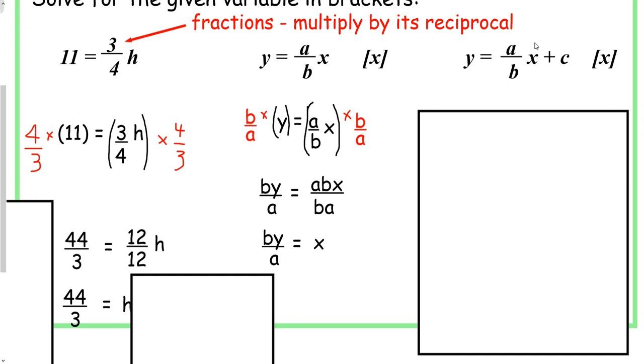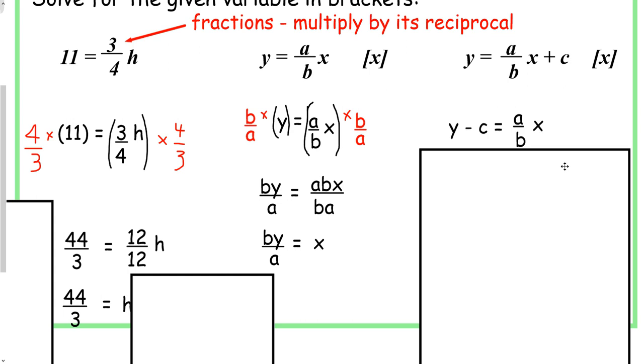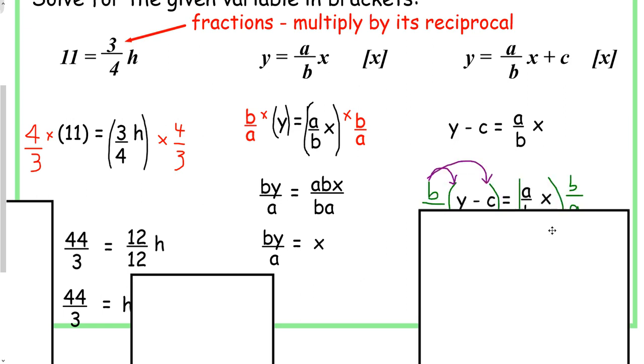And one more, this one is isolating for x. Remember, whenever you're adding and subtracting a term, you want to get rid of that first. So I'm going to move this c over to the other side. So y minus c is equal to a over b x. And then now put brackets around every term and multiply every term by the reciprocal, which would be b over a.